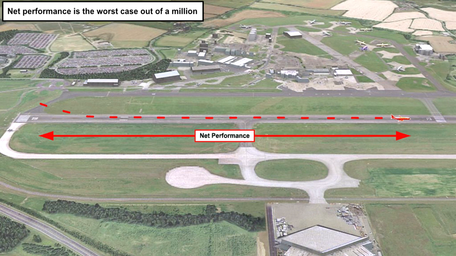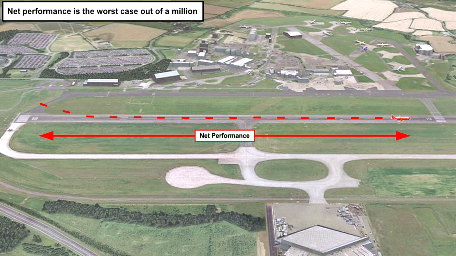Because of the safety margin contained within the net performance figures, it is the net performance rather than the gross performance which is written into the airplane flight manual for use in airline operations. This means that the published data within the flight manual ensures that for over 99.99994% of the time, the performance achieved will be better than published.